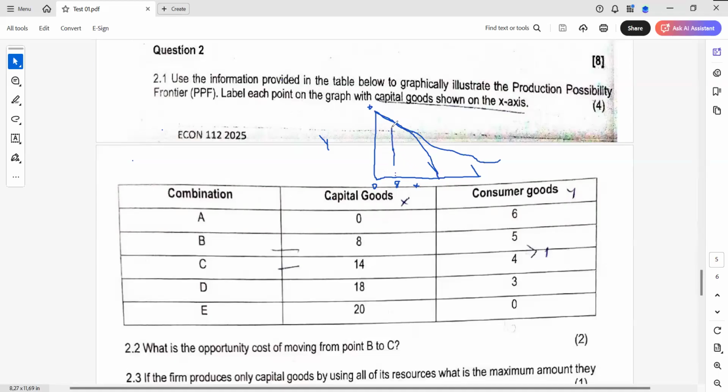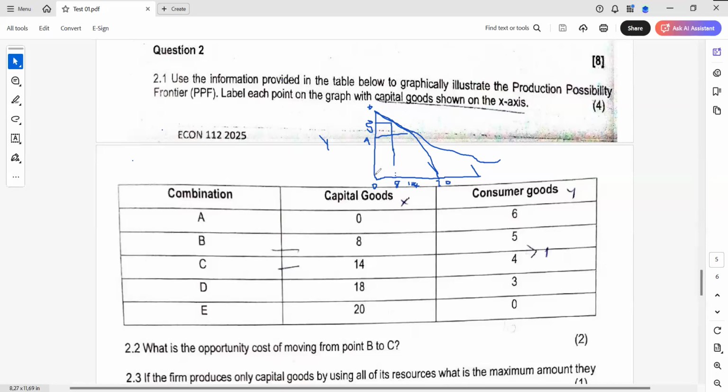So if you go up, 8 is here. So this is 5. And then if our capital goods is 14, so 14 is here. The consumer goods is what? It's 4. So you go up, this is where you meet. Then I have 4. And so on.